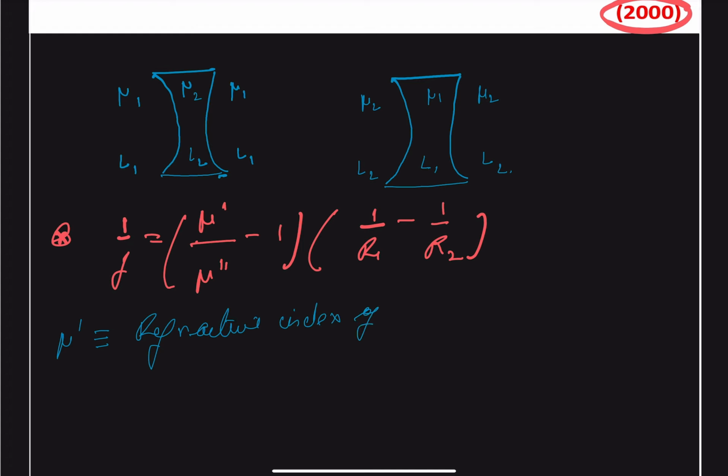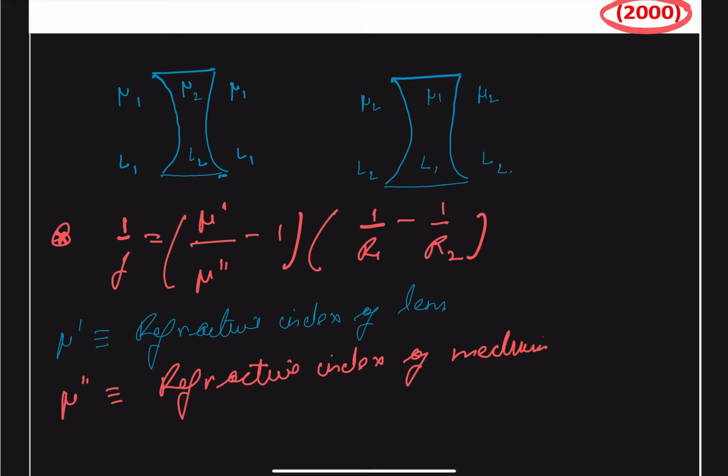So mu prime is our refractive index of the lens and mu double prime is the refractive index of the medium in which the lens is dipped.